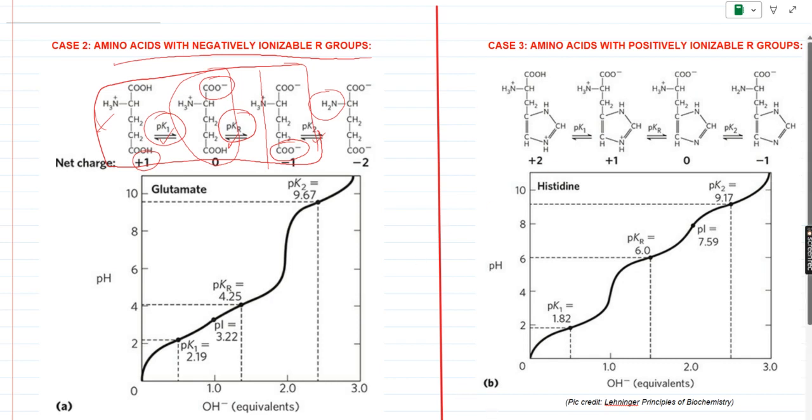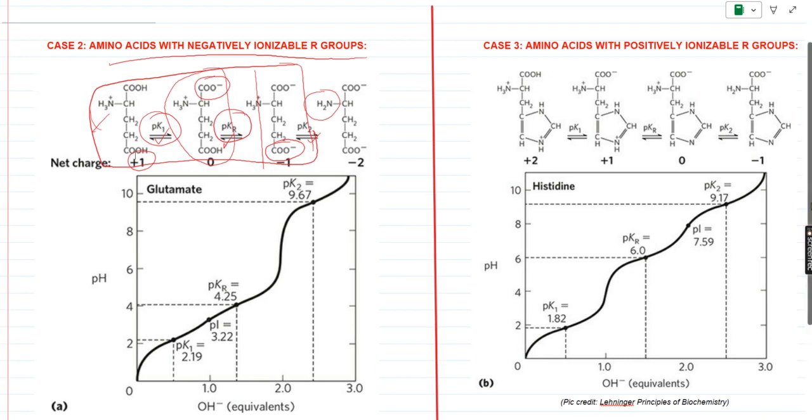Okay, but if you see the case of positively charged ionizable R group amino acids, or I would rather call them basic amino acids, it's going to be a different case. Again, at a very low pH, everything is going to be fully protonated, and you will have a net charge of +2.